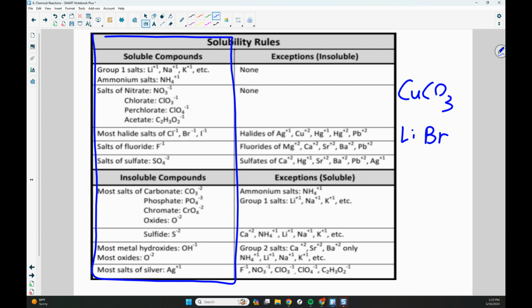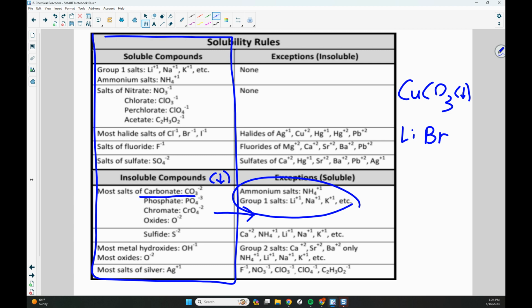So copper carbonate, I start on the left and I scan for either copper or carbonate. I don't think you're going to find copper anywhere there, but I do find carbonate right there in the insoluble section. So it's going to be insoluble unless I find an exception for copper to the right. Do I find an exception for copper in here? I do not. So it's going to be soluble. I'm sorry, insoluble. So I'm going to put a downward arrow in the equation.